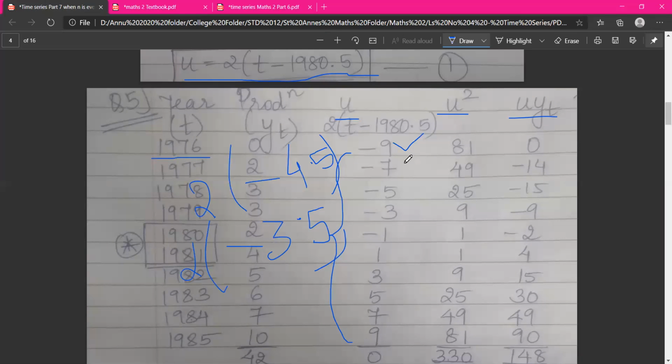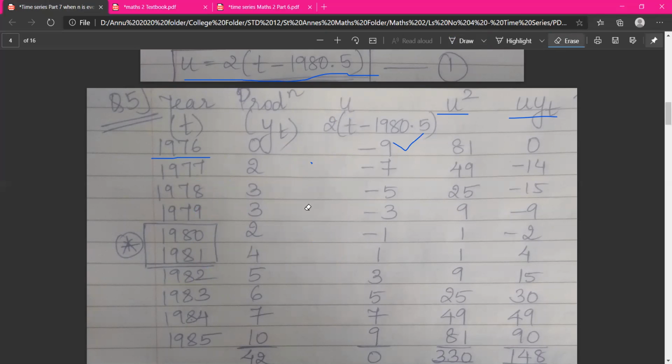So in this way you all have to keep on solving so that you can get all the values of u. I hope you understood how to calculate u. How did I get minus 9, minus 7, minus 5, minus 3 and so on. So I got all the values of u. Now once you have all the values of u, you can easily find u square. So minus 9 squared is 81, minus 7 squared is 49, minus 5 squared is 25 and so on. So in this way we got the u square column as well.